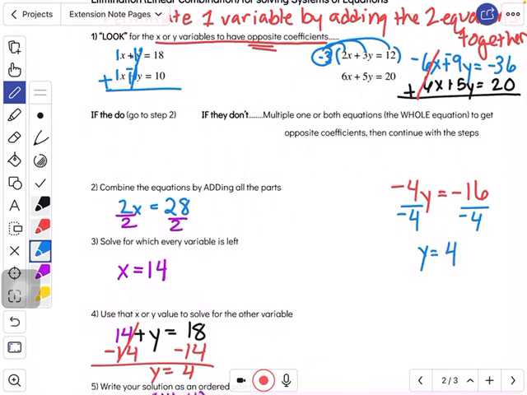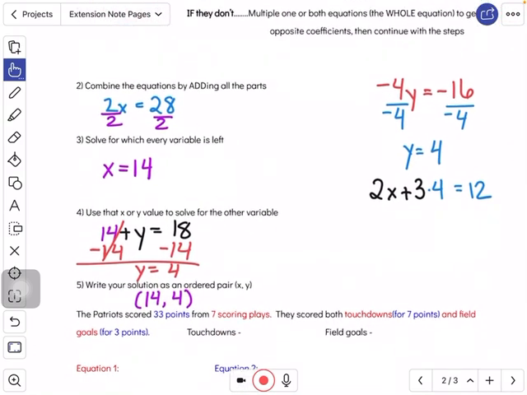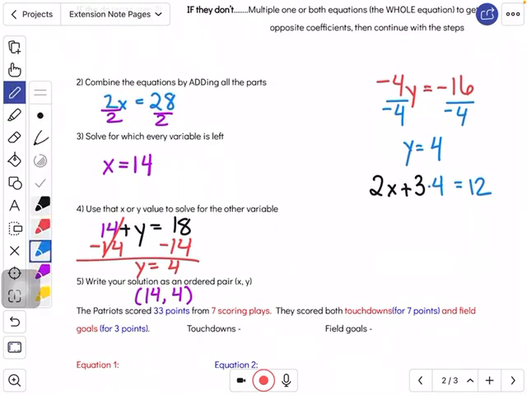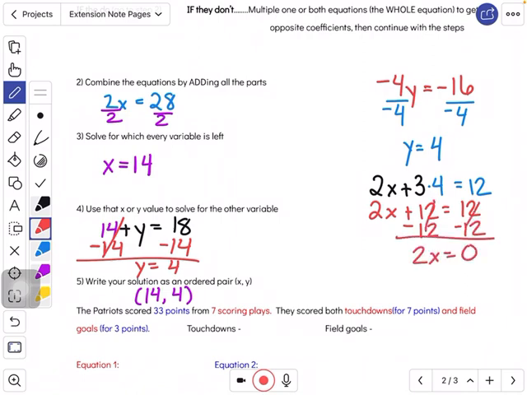So now I take my 4 and go back to one of my original equations. I'm going to use the first one, 2x plus 3 times 4 equals 12. So that's now 2x plus 12 equals 12. Subtract 12 from both sides. 2x equals 0, so x equals 0. So our final answer for the second problem is 0, 4.